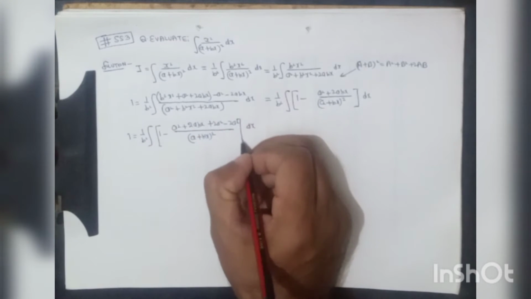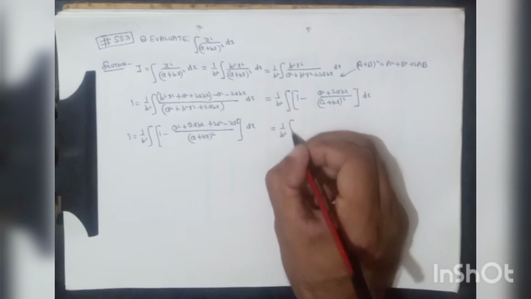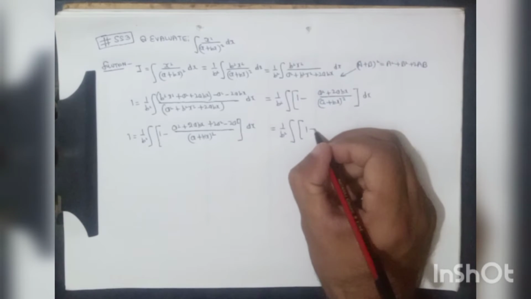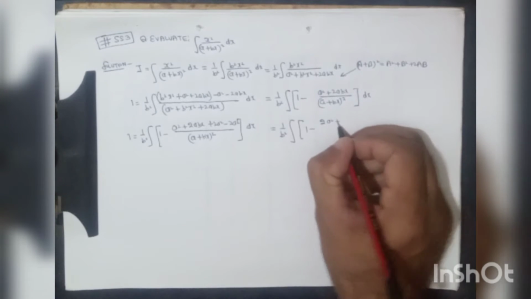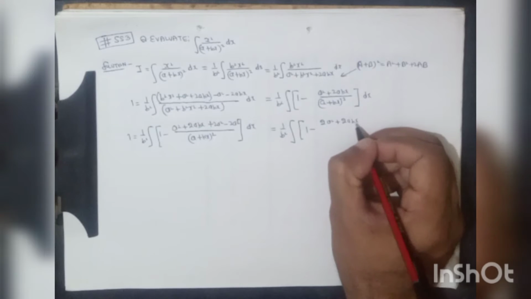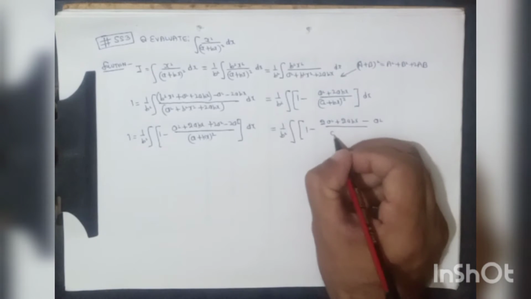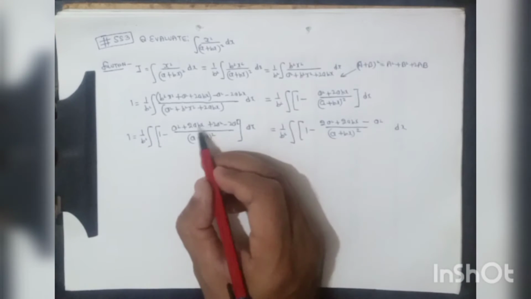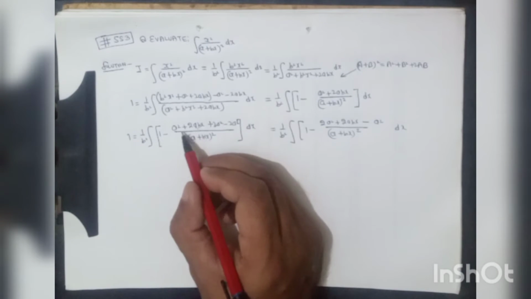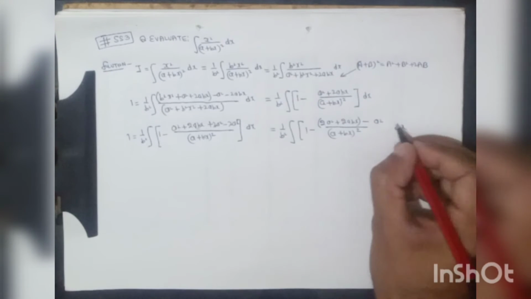So this may be written as 1 upon b square integration of 1 minus (2a square plus 2abx). We are writing this first, minus, combining first one and last one, minus a square divided by (a plus bx) whole square dx. We have written these two first, and a square minus 2a square is equal to minus a square. We have put this in bracket.